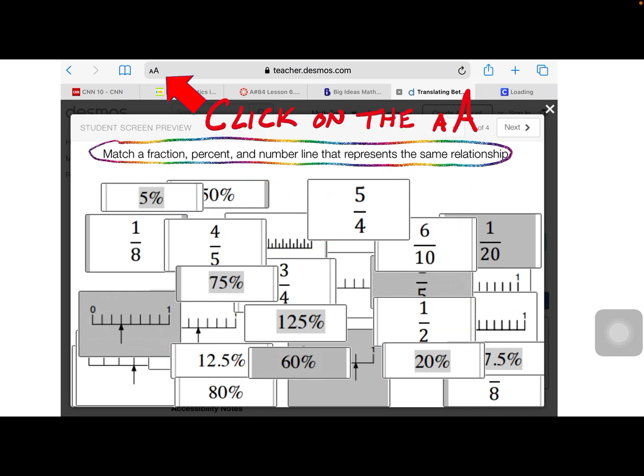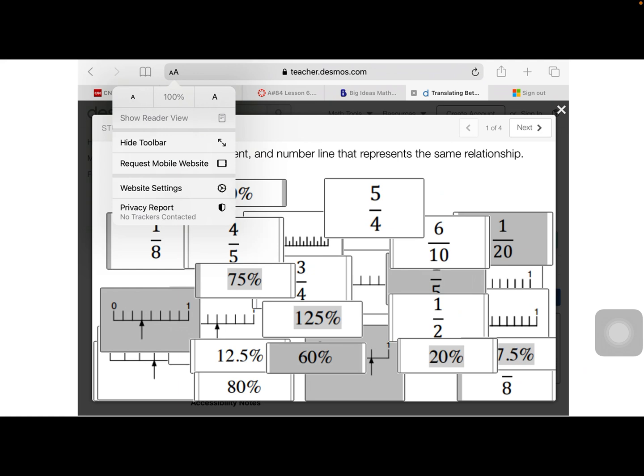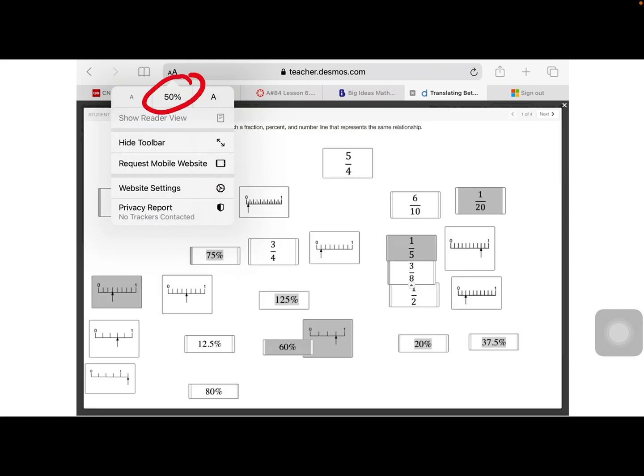So what I want you to do is click on the little a and the big A up in Safari, and once you've clicked on that, you're going to click on the little a so that you can zoom out. So you can zoom out so that things become smaller as opposed to larger. And I brought mine all the way down to 50. By bringing it down to 50, you can now see that all of these tiles are separated, okay?